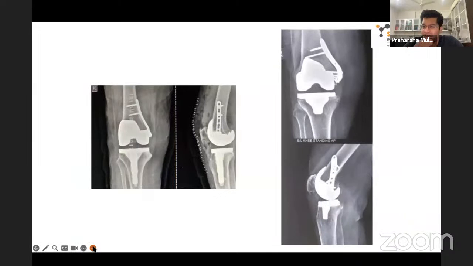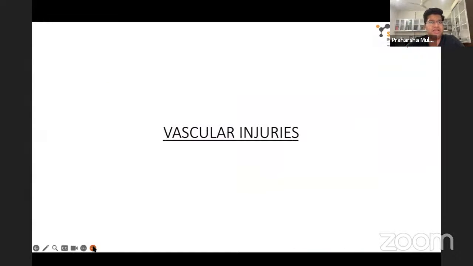So this is just another illustration where if you have a sizable bony fragment, you can always reduce the knee. You can do a repair and you can even use a small plate on the medial side to stabilize larger fragments, and you don't need to do it only with a screw. So that's about MCL injuries.